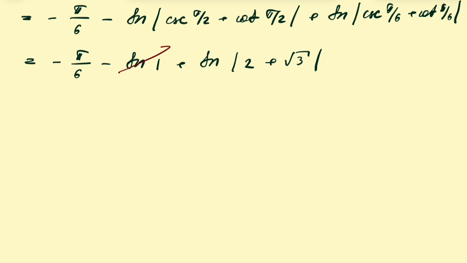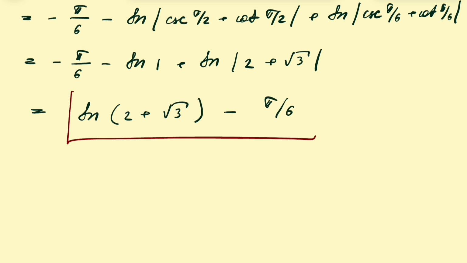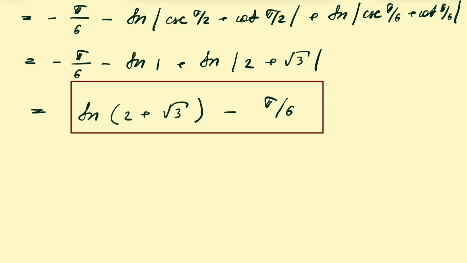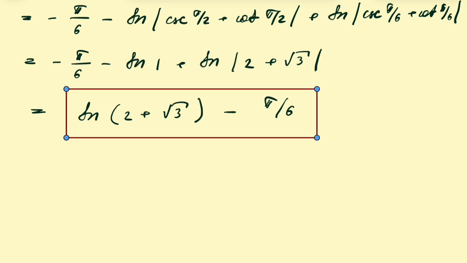Because ln 1 is actually 0. It's e to the power of something which gives 1, by definition. So we have just ln of, we don't even need an absolute value, this is positive, 2 plus square root of 3, minus pi over 6. This is our final answer to the definite integral that we were looking for.